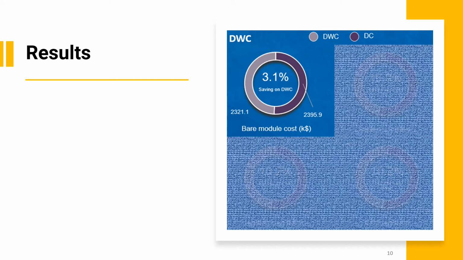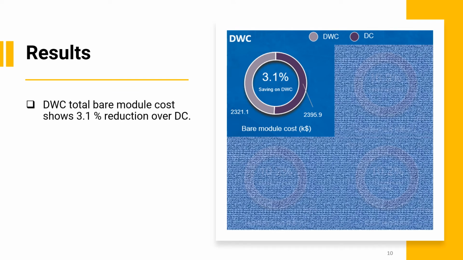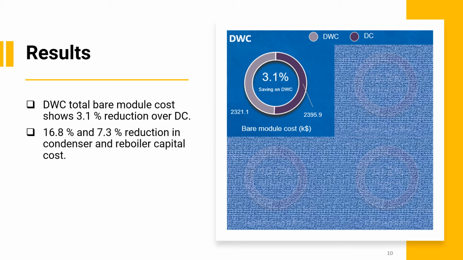The results are very promising. Although a slight advantage of 3.1% capital cost reduction over conventional distillation columns, further detail shows DWC reduces 16.8% and 7.3% in condenser and reboiler capital cost, respectively.